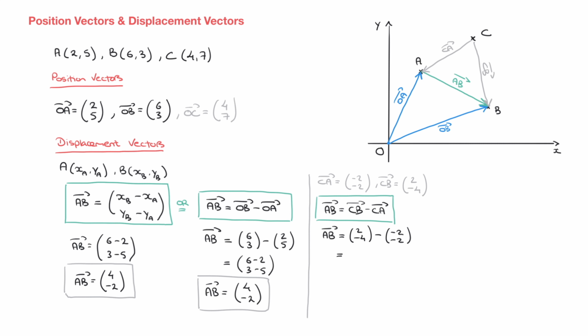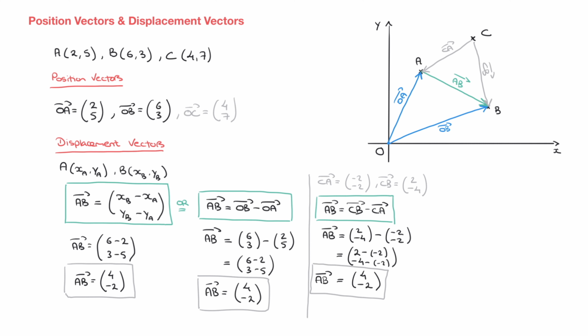And so this becomes the vector whose x component is 2 minus negative 2, and negative 4 minus negative 2. Now 2 minus negative 2 turns into 2 plus 2, which is just 4. And for the y component, we have negative 4 minus negative 2, so that's negative 4 plus 2, which is negative 2. And we're done. As we can see, once more, we get the same result. The displacement vector AB has components 4, negative 2.